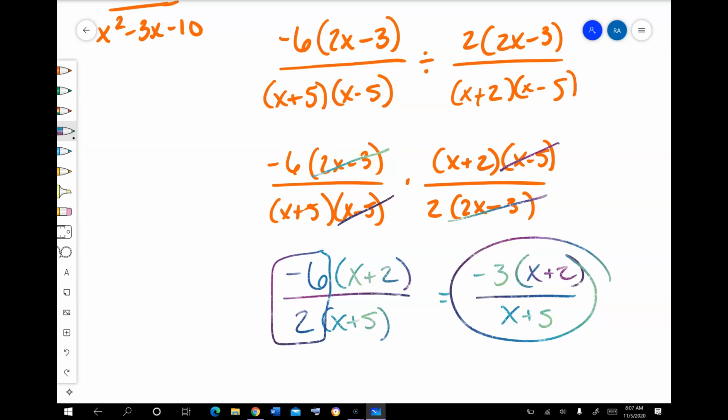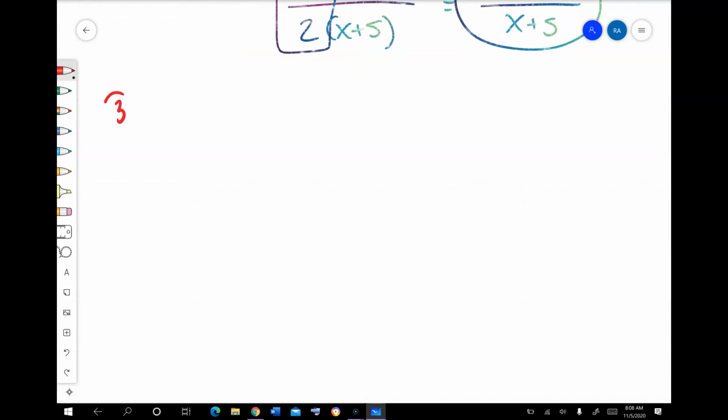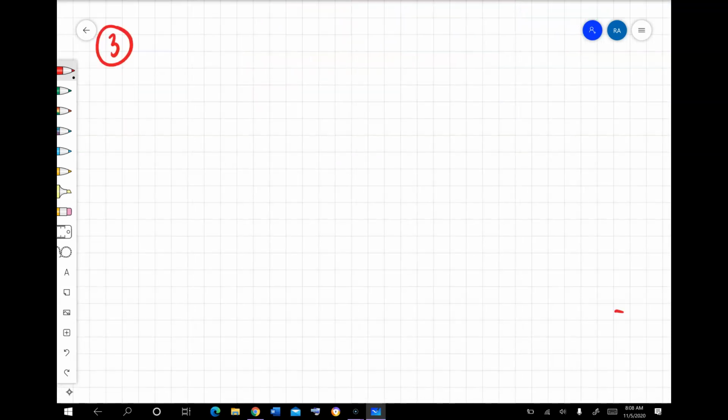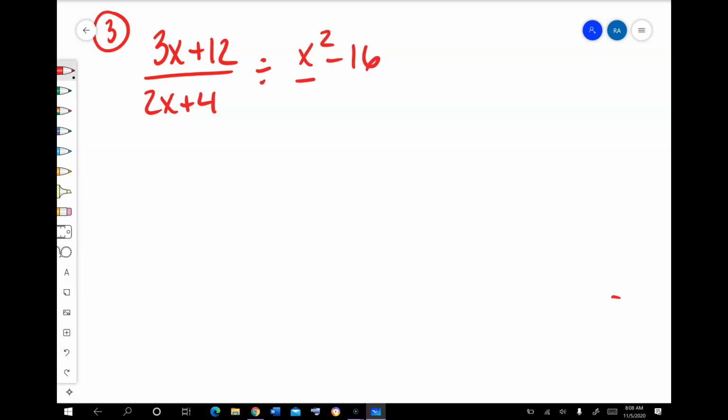Let's do another one. Do you see how important factoring is? So guys, please let me know if we need some more help with factoring. All right, number 3 is going to be (3x + 12)/(2x + 4) divided by (x² − 16)/(x + 2).